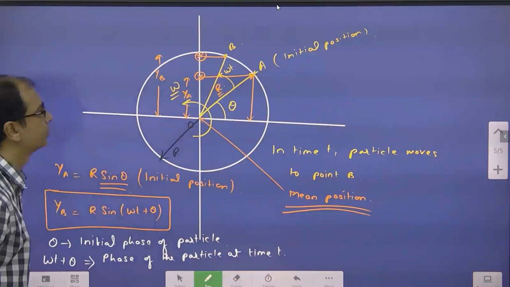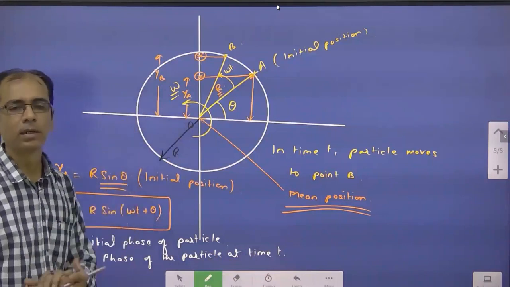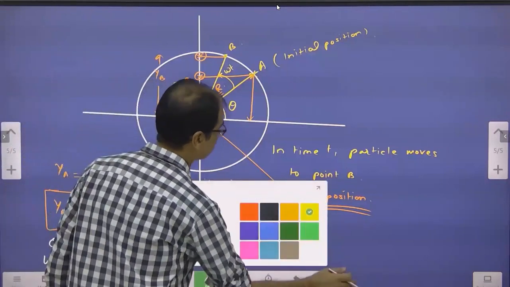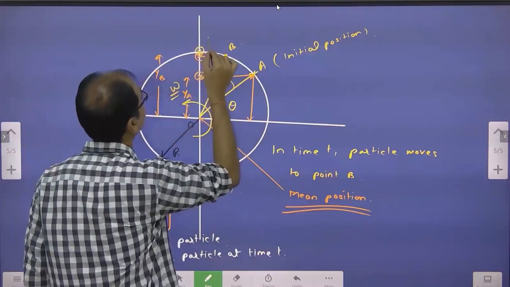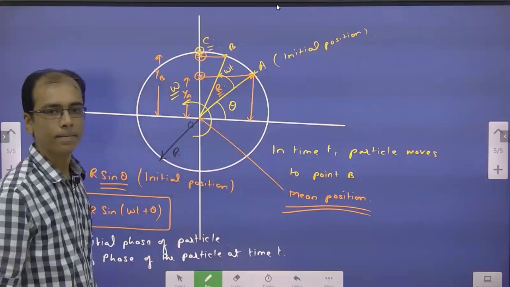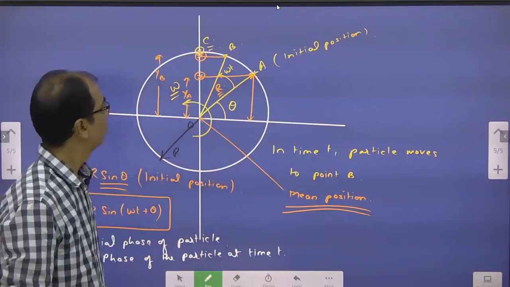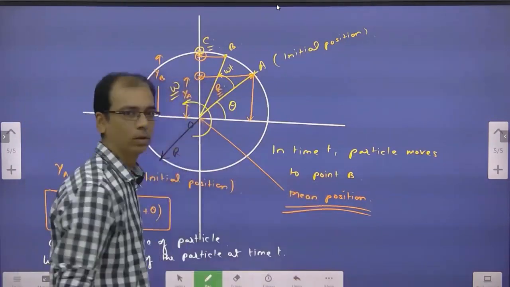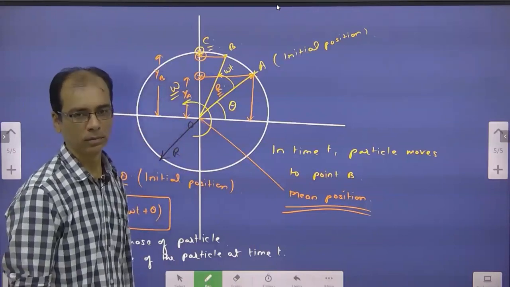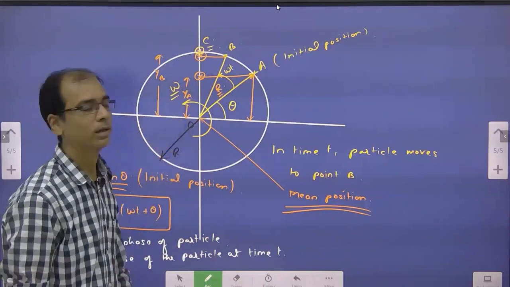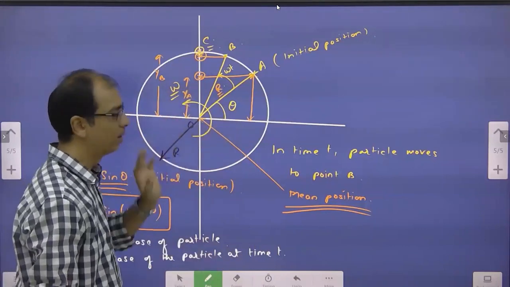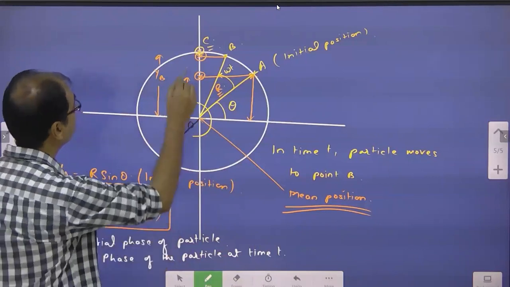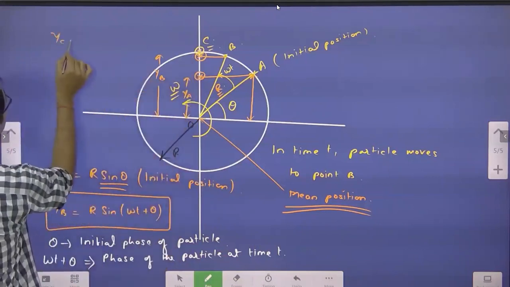Okay, fine. No issues. Now let's say that this reached point C. Where is point C now? Point C is right at the top. Now, if I have to find the position YC, YC will be equal to R. The angle traversed is 90 degrees. From here, it has traveled 90 degrees, so theta plus omega t plus some more angle, whatever that is, equals 90. So at point C, YC is equal to R.